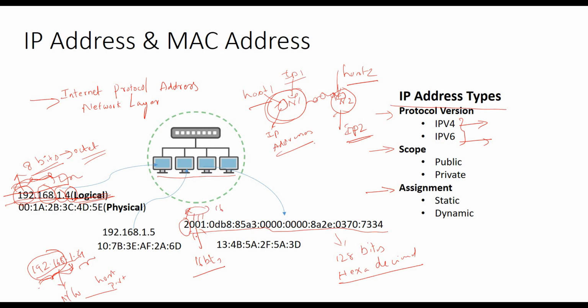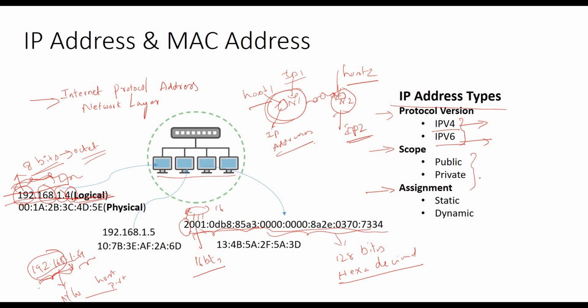Here also we can divide the address based on our requirement, like this may represent the network address or this may represent the host address. That division would be done based on project requirements. Like this, we can have different IP addresses based on the protocol version, IPv4 or IPv6.